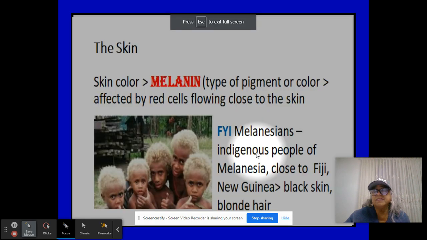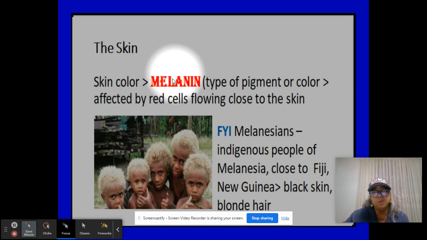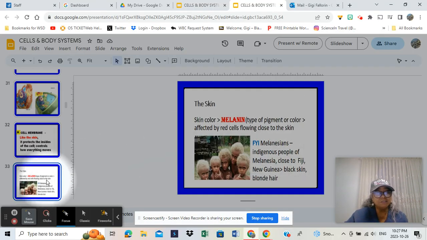So, what accounts for the skin color would be a type of pigment or color that we call melanin. So, this is affected by red cells flowing close to the skin. In fact, the Melanesians, these are the indigenous people of Melanesia close to Fiji Islands, Papua New Guinea. They have black skin, but surprisingly, blonde hair, right? So, that's a side trivia.